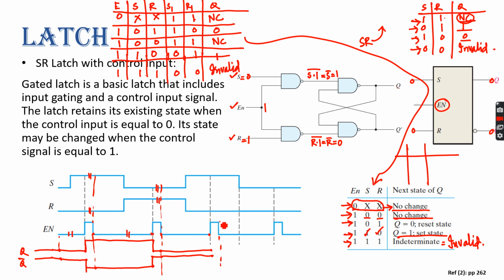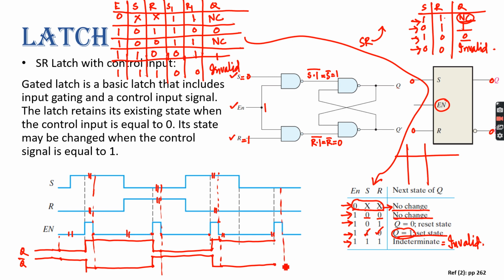Now for this part, as you can see, S is 1, R is 0. So S is 1, R is 0 gives you 1. So here output will become 1 and this will go to 0. And from here to here, enable is again 0, meaning 1 will remain 1 and 0 will remain 0.